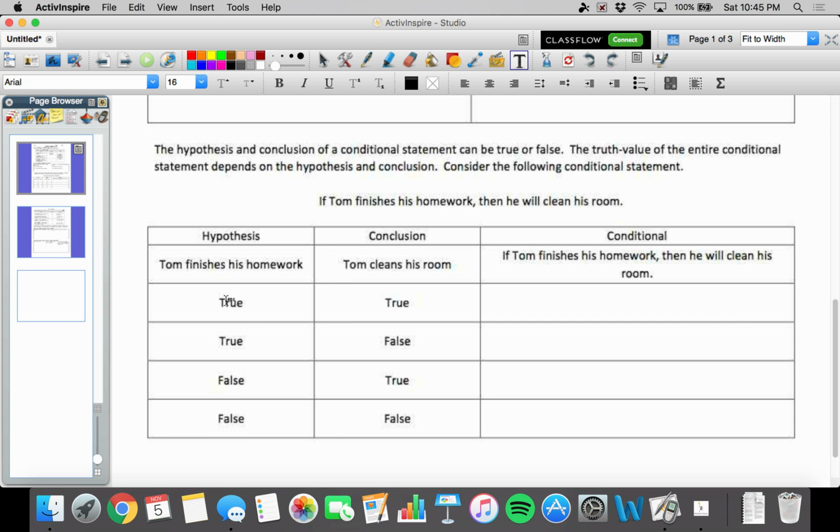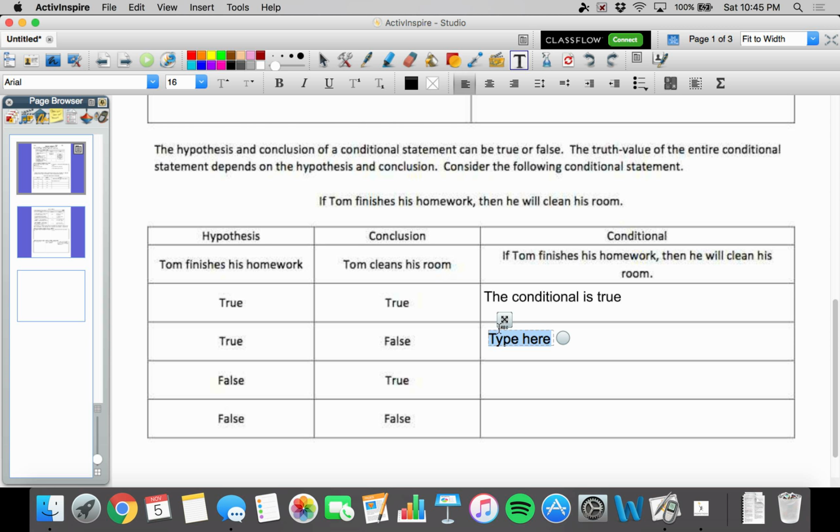The hypothesis could be true while the conclusion is true, or the hypothesis is true and the conclusion is false. And then here we have both the cases where the hypothesis is false and the conclusion is true, or the hypothesis is false and the conclusion is false. So if Tom finishes homework and he cleans his room, then the conditional is true. Right? That means Tom fulfilled his promise. He said he was going to do his homework and then clean his room, and he did.